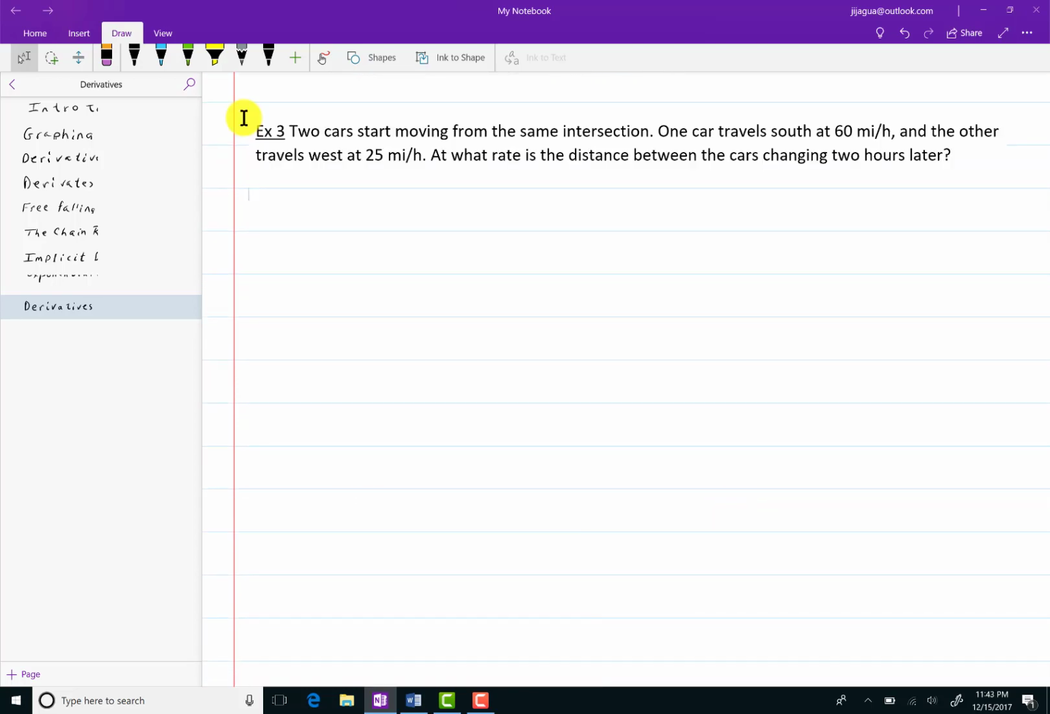All right, we have two cars moving from the same intersection. One car travels south at 60 miles per hour and the other car travels west at 25 miles per hour. Let me draw a picture of this. So this guy here is going 60 miles per hour in that direction. And this guy up here is going 25 miles per hour to the left.